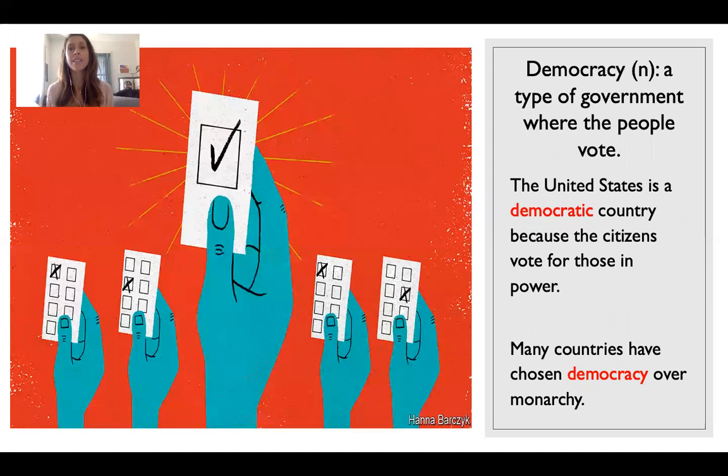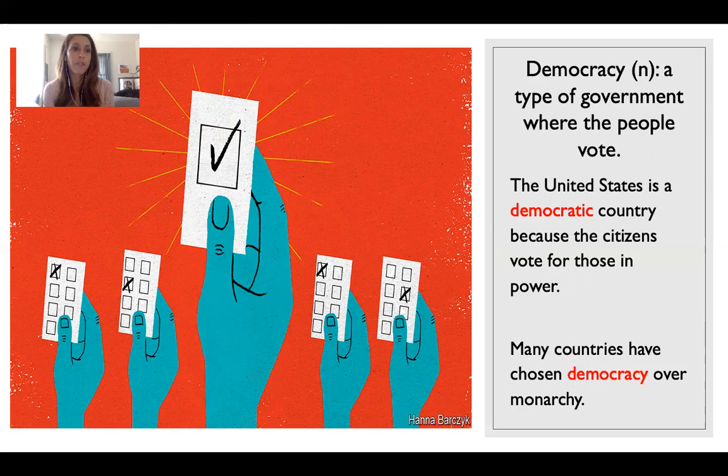Our next word is democracy, which is a noun. The adjective form here is democratic. Democracy is a noun. And democracy is a type of government where the people vote, okay, as you can see with this picture. So the United States is a democratic country because the citizens vote for those in power. So democratic here is used as an adjective, or it's the adjective form of democracy.